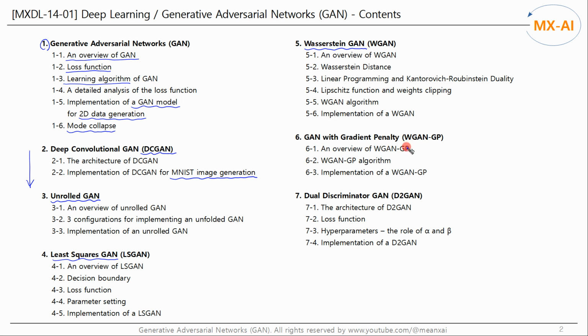In Chapter 6, we will look at the WGAN-GP proposed by Ishaan Gulrajani et al. in the paper Improved Training of Wasserstein GANs in 2017. In Chapter 7, we will look at D2GAN, proposed by Tu Dinh Nguyen et al. in their 2017 paper, Dual Discriminator Generative Adversarial Nets.